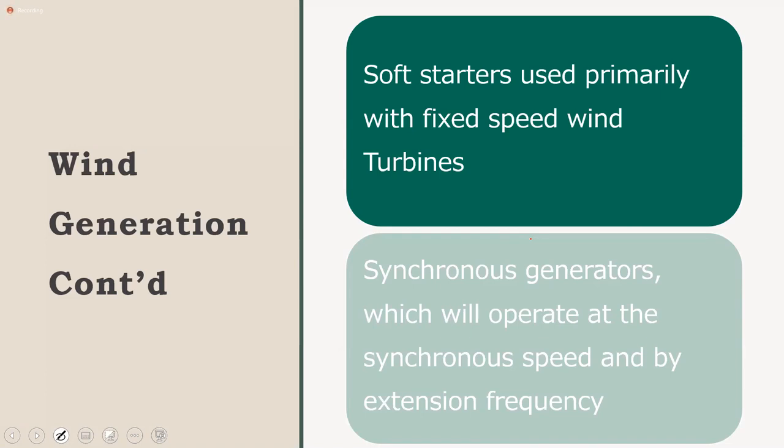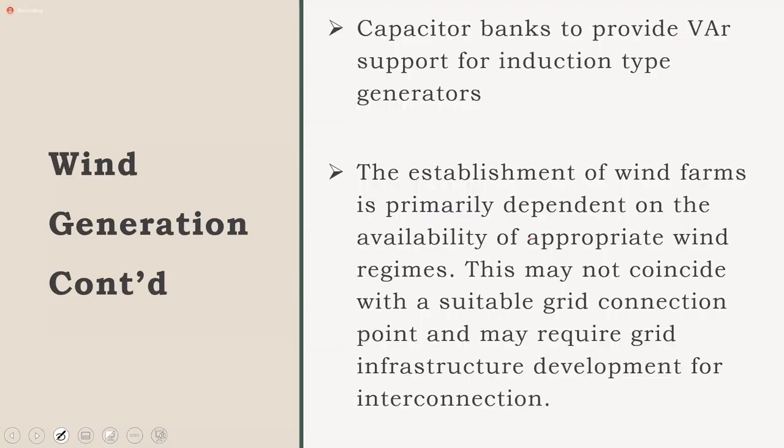Synchronous speed, of course, would then dictate what the system frequency would be equal to. Soft starters use thyristors, and I suppose by now you realize I'm not a fan of power electronics, but I have to do it because I'm in this field. You use thyristors to produce the appropriate frequency for the interconnection. I also mentioned that you would need VAR support, so you use VAR support for your induction generators.